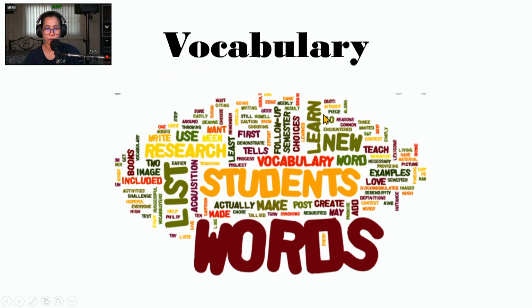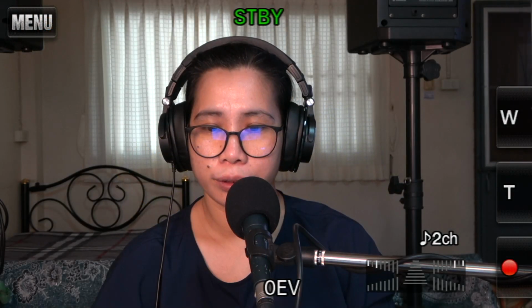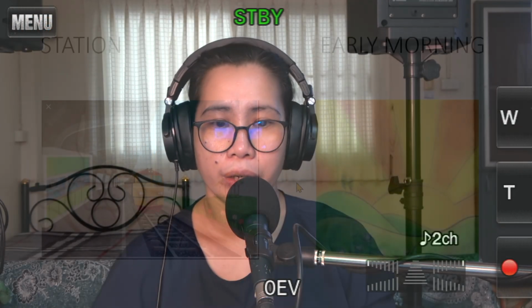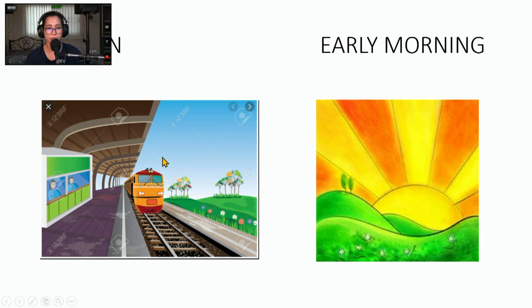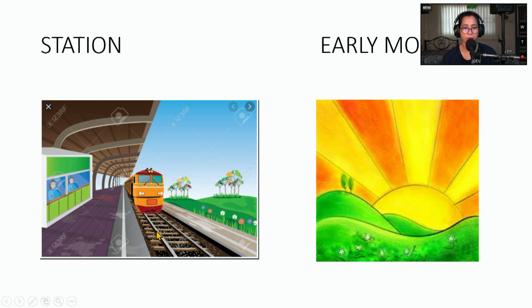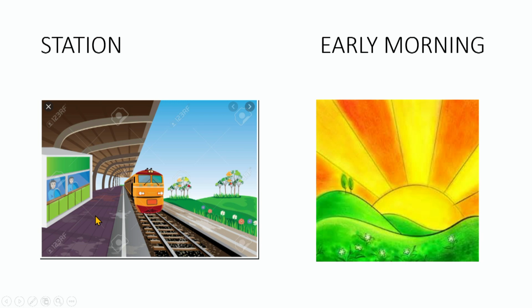Vocabulary is actually your like word bank. Words that can be found in our song. So look here. Okay. So over here we have a picture here. It's a train, right? And this is where the train stops and where the people that are riding in this train will get off, right? Get off the train. So this is called a station.